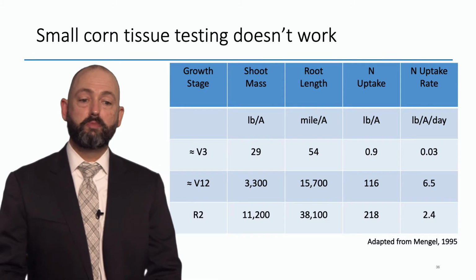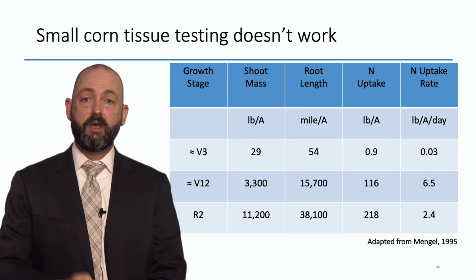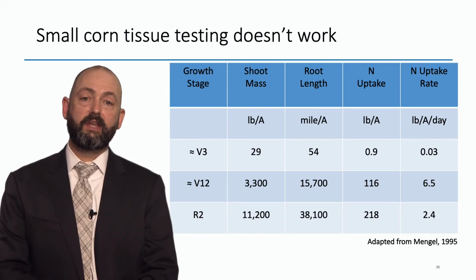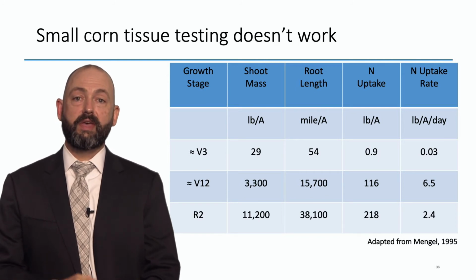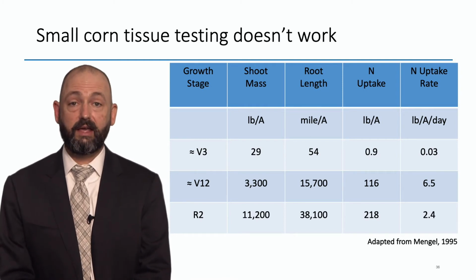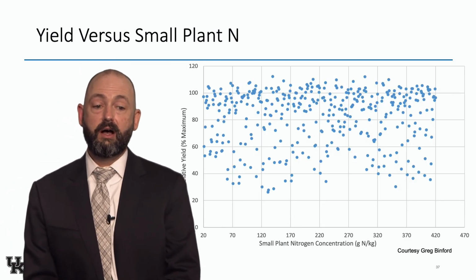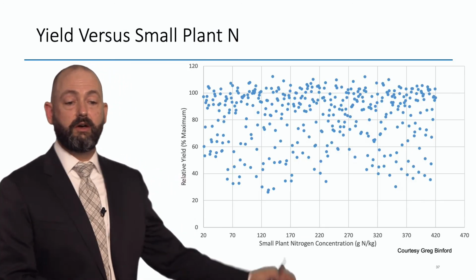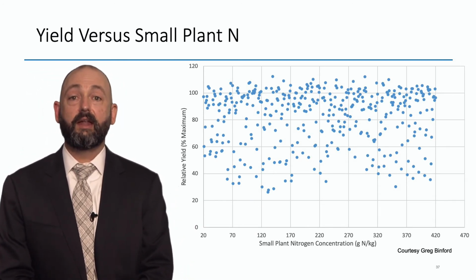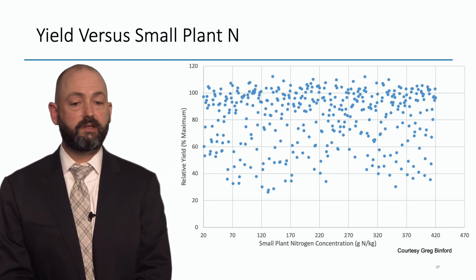I do want to caution you that small corn tissue testing doesn't work. Quite often I have growers come to me with results of nitrate or total nitrogen in V4. Well, that plant is getting ready to go into rapid growth stage, and so that number is extremely variable and can change throughout the day at that growth stage. And so these numbers are useless. And here's some data that compares the relative yield against that small plant nitrogen content, and there is no relationship.